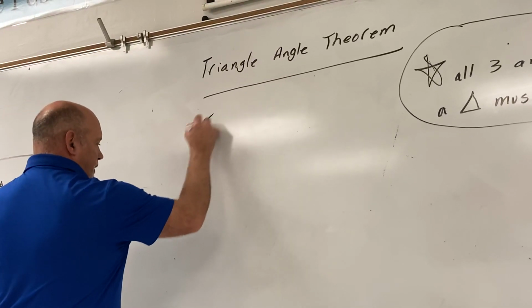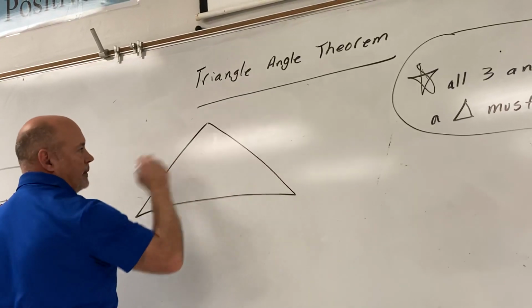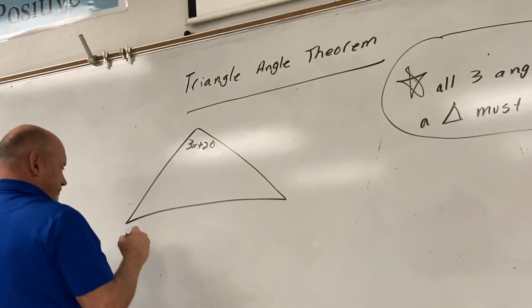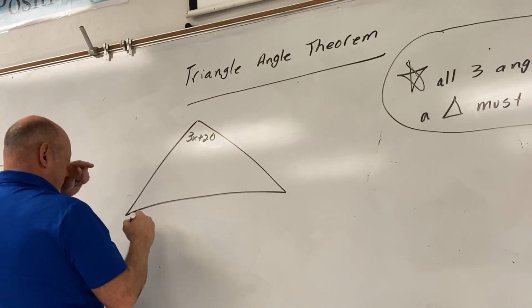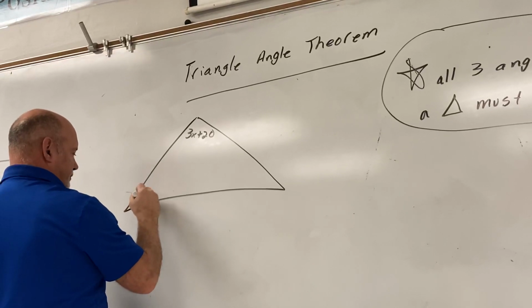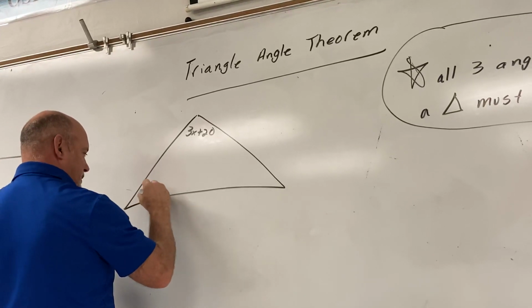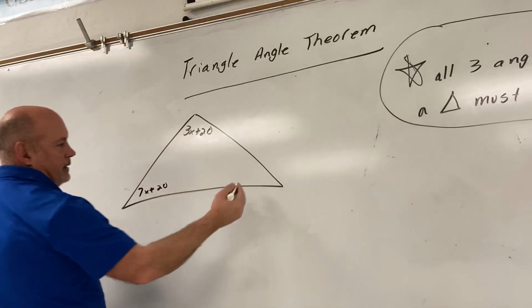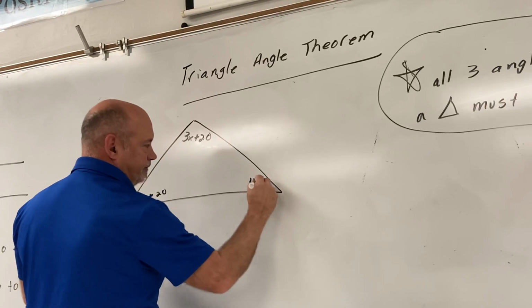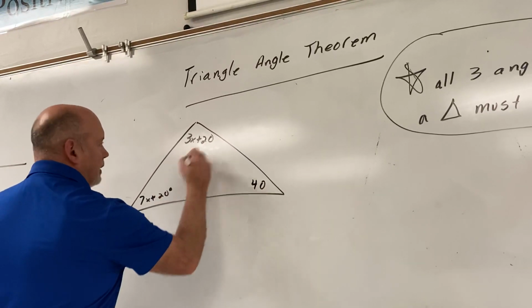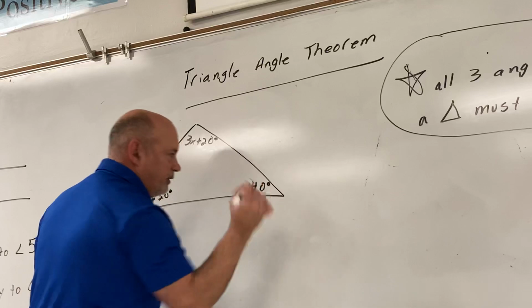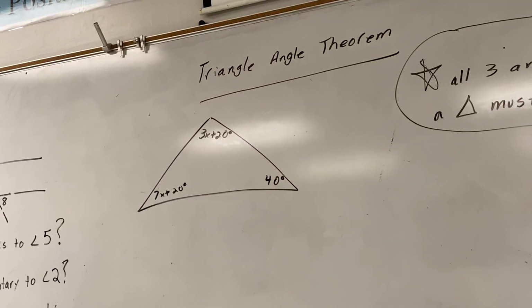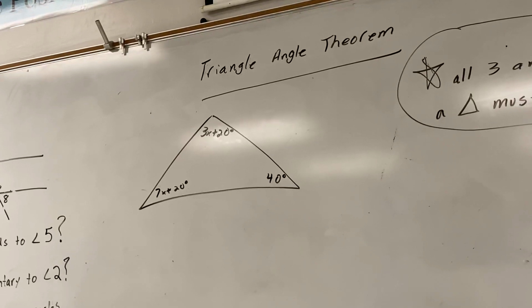Let's do 3x plus 20. Let's do 7x plus 20. And let's do 40. So here are my three angles in this triangle. Somebody tell me what we need to do to find all three angles.